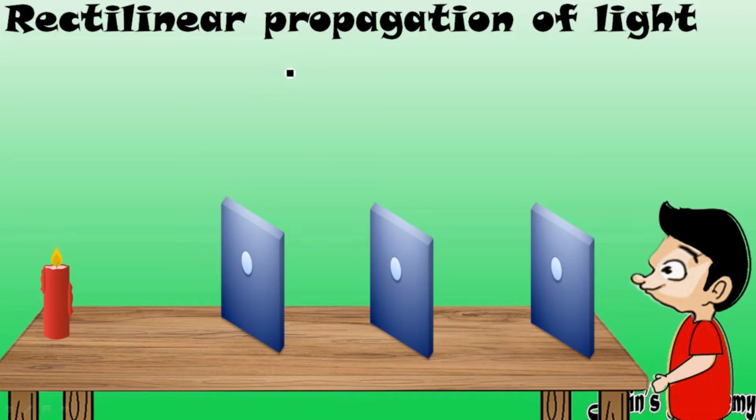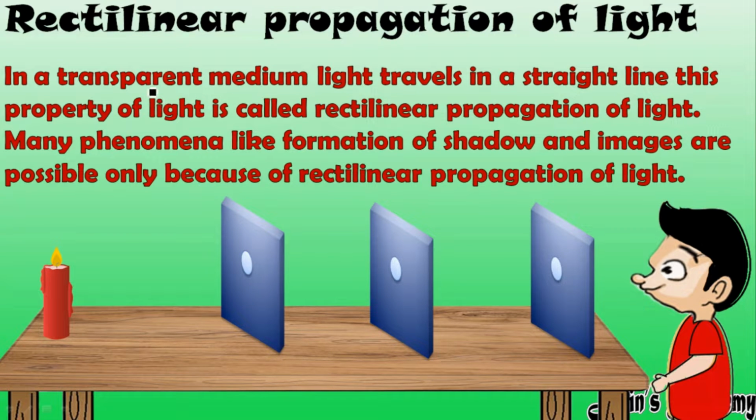So next topic we are having rectilinear propagation of light. So what do you mean by rectilinear propagation of light? Here we are having the definition. In a transparent medium, light always travels in a straight line. Means, for example, here we are having any transparent object.